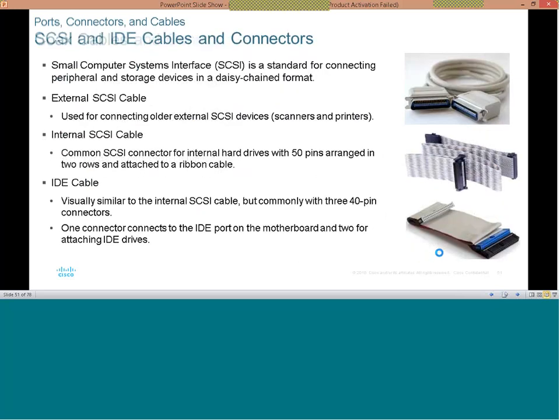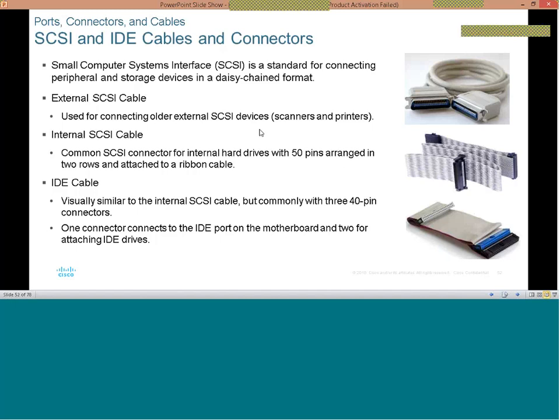So we have the SCSI and the IDE cables and connectors. Like I said last time, SCSI, which is the Small Computer System Interface, is the standard for connecting peripheral and storage devices in a daisy chain format, as you can see here. The external SCSI cable is used for connecting older external SCSI devices like scanners and printers. That's the common one you're seeing on your right.